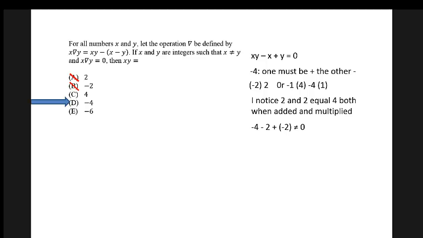-4 minus 2 plus -2 gives me -8, so I'm not quite there yet, but if I reverse those and subtract -2 from -4, or add 2 to -4, and then add another 2 to -4, I get 0, and that is why D is the correct answer.